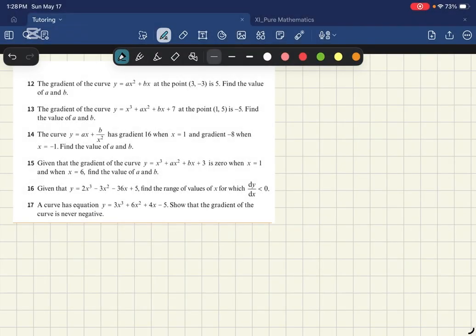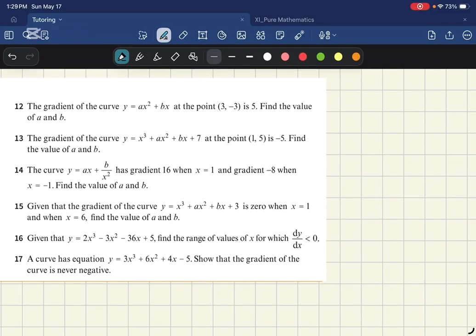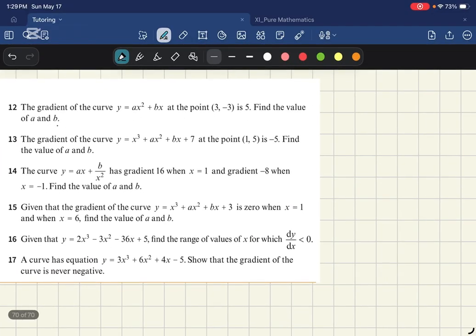Alright, so let's finish off some of the final questions from this chapter, from this topic, and then we'll move on to the next topic. Alright, so question 12. The gradient of the curve at the point is 5, find the value of a and b.